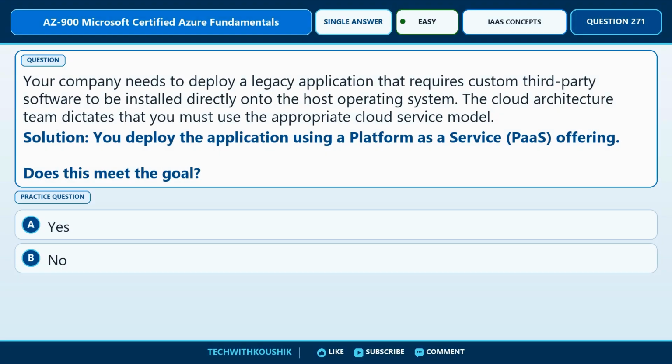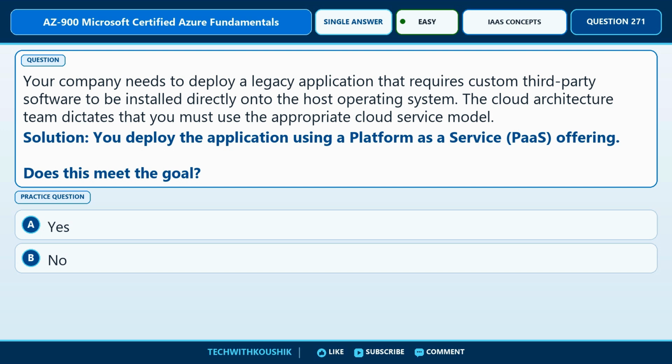Next up is question number 271. Here's the scenario. Your company needs to deploy a legacy application that requires custom third-party software to be installed directly onto the host operating system. The cloud architecture team dictates that you must use the appropriate cloud service model. Solution: you deploy the application using a platform as a service, PaaS, offering. Does this meet the goal?